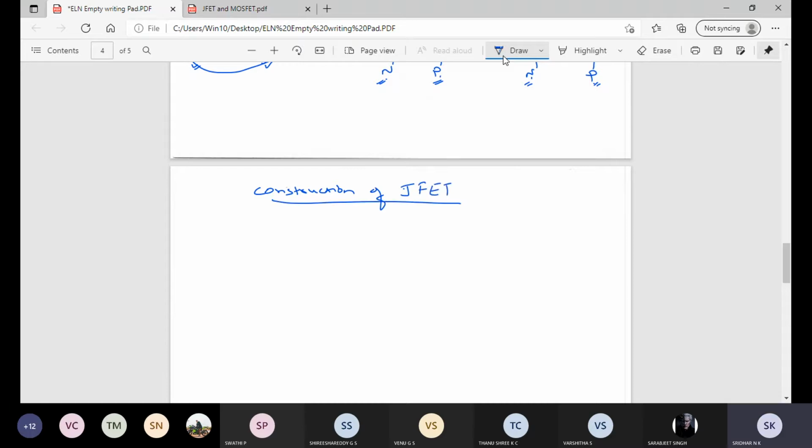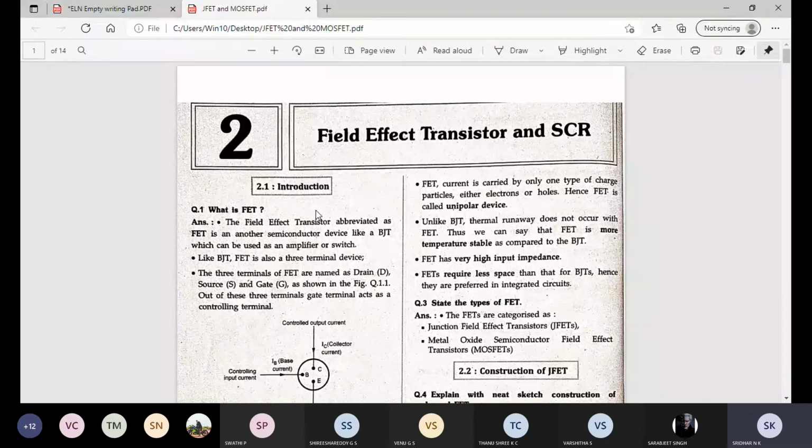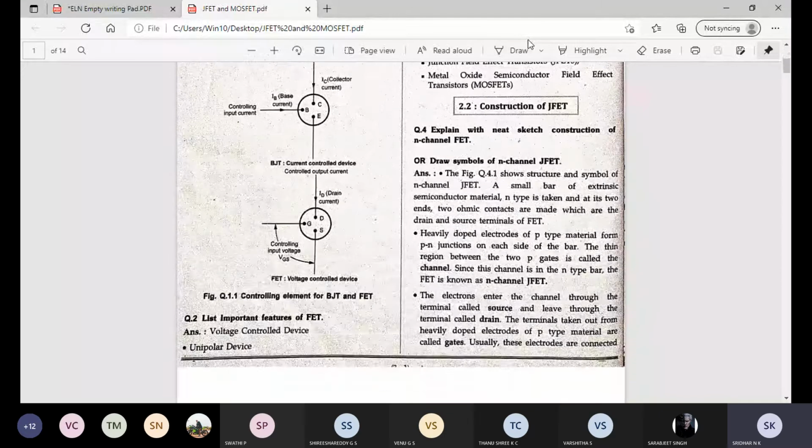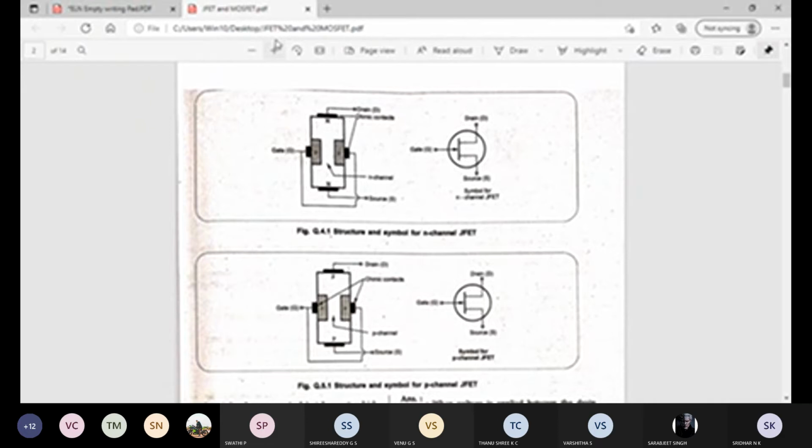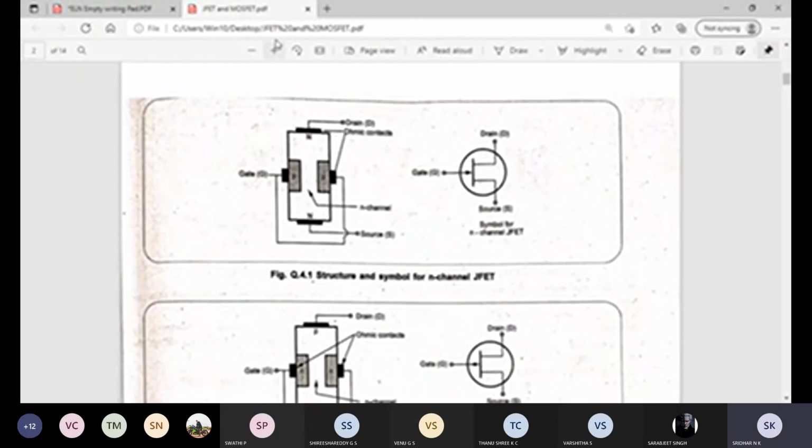So in JFET you have two types, correct? That is N channel and P channel. So what I'll do, I'll take out a PDF document in which I can show you clearly, so that I can move fast.